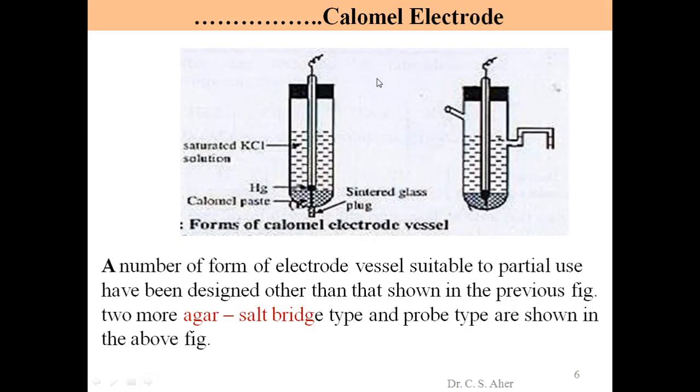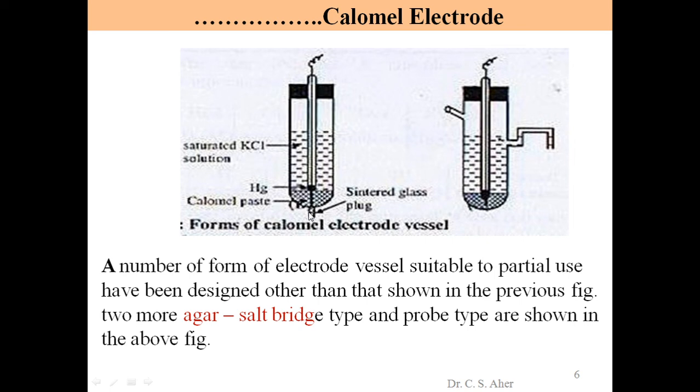Next slide. We have this different type of calomel electrode. In the previous figure we had one electrode, and here is another. In this case also a side arm is there, similar to the first diagram, but here we have the saturated solution, mercury, and the calomel paste, that is mercury chloride, and at the bottom we have a sintered glass plug. This is the connection with another electrode.